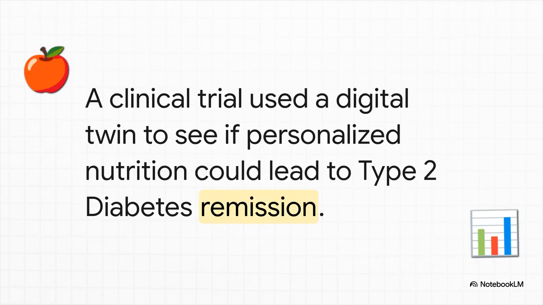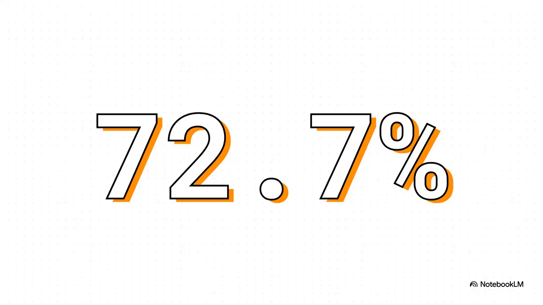So let's take one of the biggest health crises on the planet, type 2 diabetes. A clinical trial decided to put a digital twin to the ultimate test to see if it could crack that one-size-fits-all problem. The results were, well, they were mind-blowing. After just 1 year, almost 73% of the people using a digital twin went into full remission from type 2 diabetes. We're talking blood sugar back to normal, no more medication. To put that in perspective, with standard care, remission rates are lucky to hit the single digits. This is a total game changer.